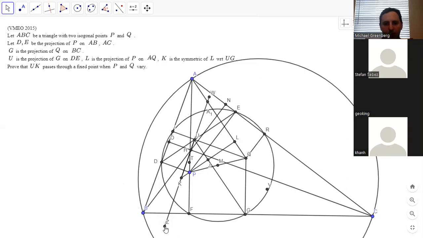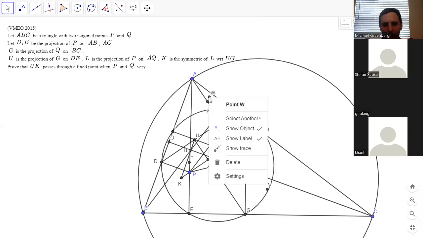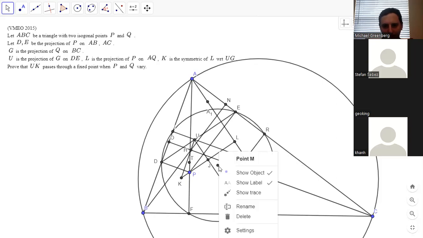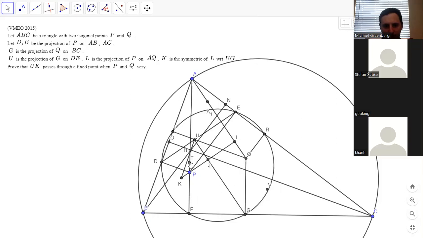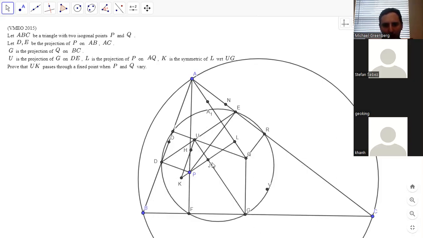Okay. I forgot what point Z was. Point Z, nah, just delete it. We don't need it. Let me see what I could probably hide. Should I hide these? Is that everything?